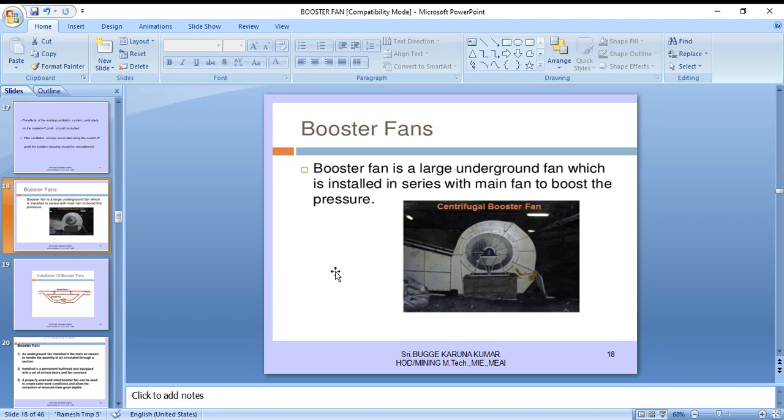So generalized, this is when the booster fan is installed. So these are the main criteria to be considered for this purpose.